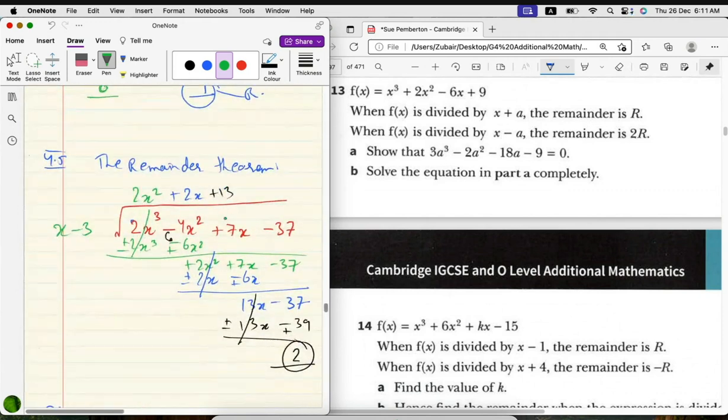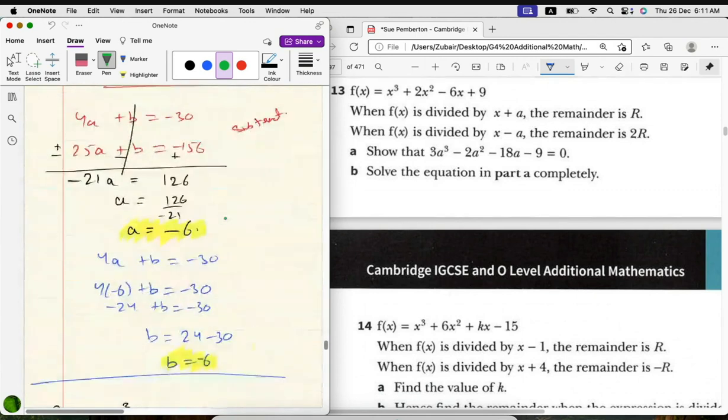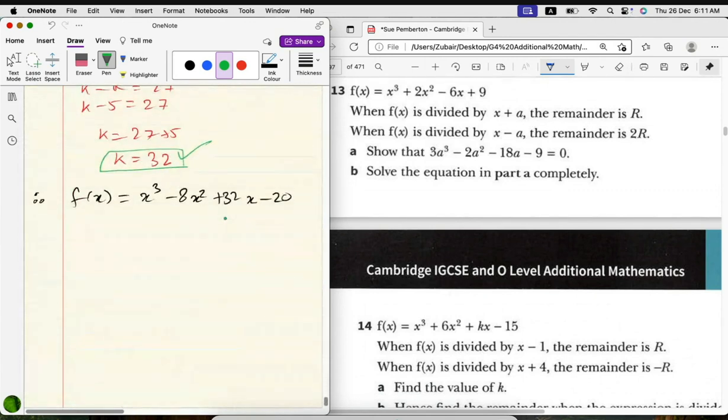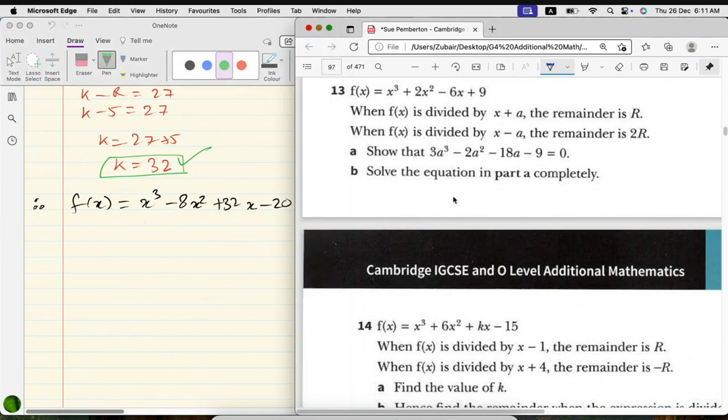There's one more method, synthetic division, which is a bit easier than long division. I didn't introduce it; we'll do it later on.